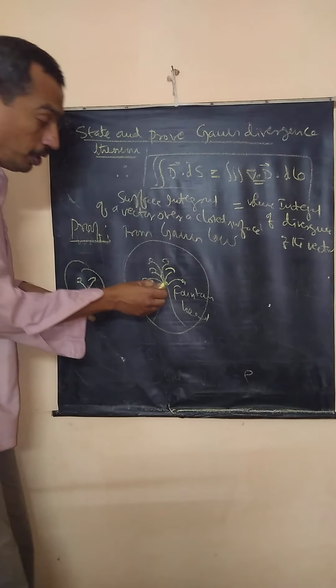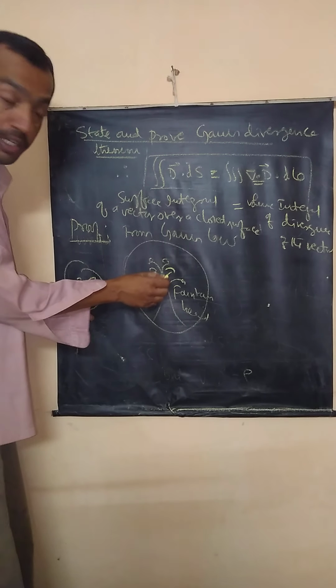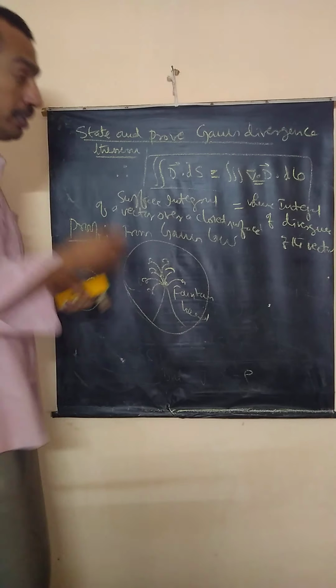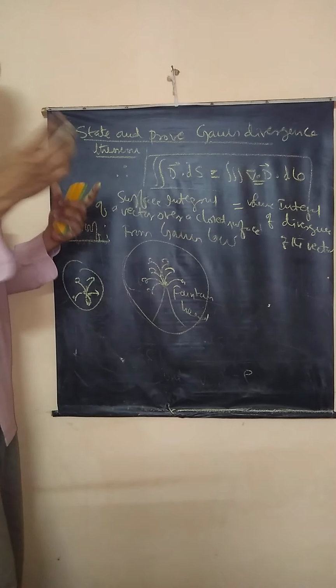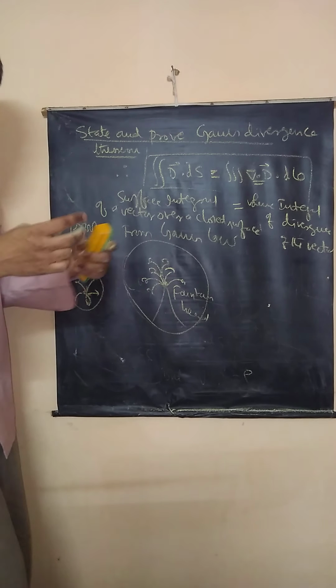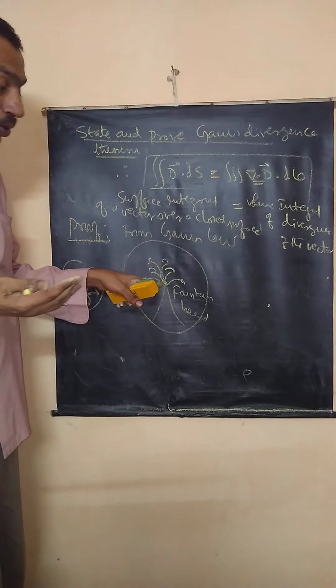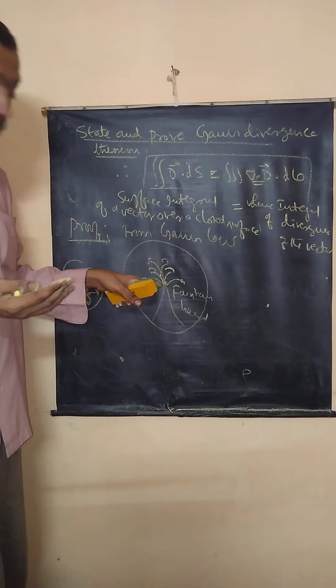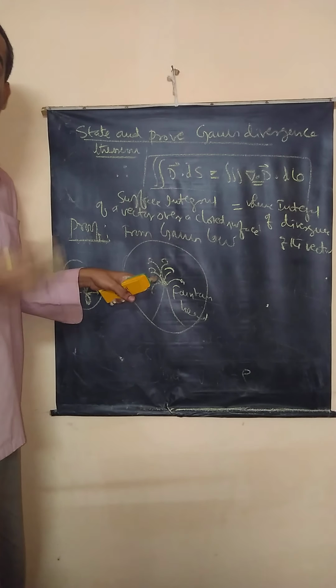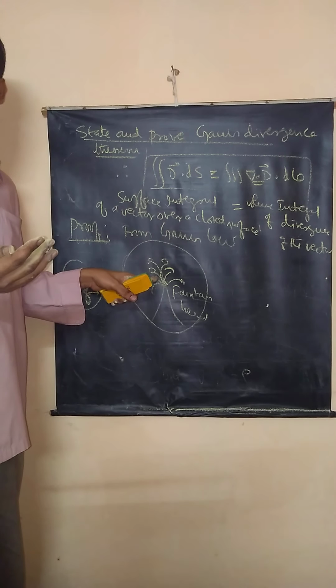So the total amount of water that is coming out of this point is represented by the right hand side. Divergence, there is divergence here. Water is coming out with different velocities. Correct? So the amount of water that is coming out here is represented by divergence of the velocity vector.